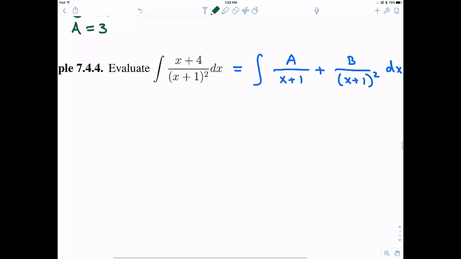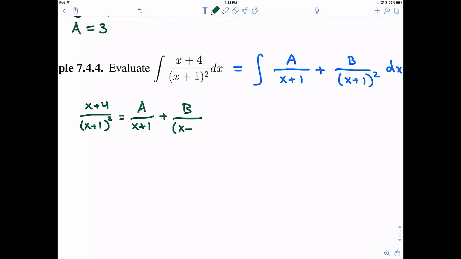So let me use my green pen and assume that this left-hand side, x plus 4 over x plus 1 quantity squared, is equal to this right-hand side: a over x plus 1 plus b over x plus 1 quantity squared. And then I'm going to multiply through by the LCD, the lowest common denominator, right? And that's going to be my x plus 1 quantity squared. And so on the left-hand side, I get my x plus 4. On the right-hand side, you can see with the a's, only one of the x plus 1s cancels out. For the b's, they both do.